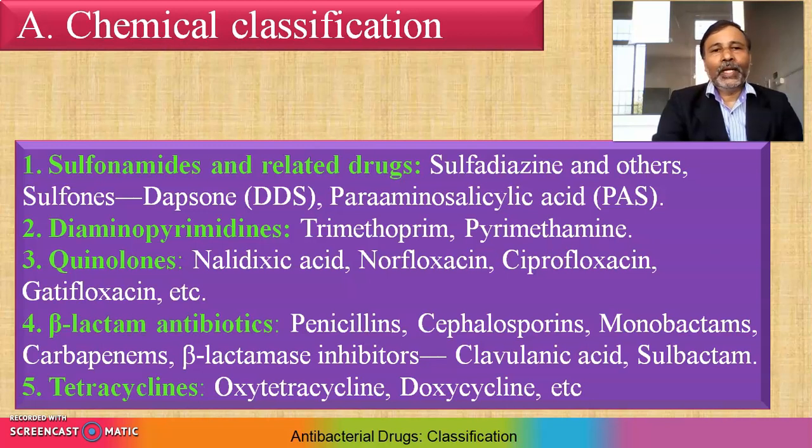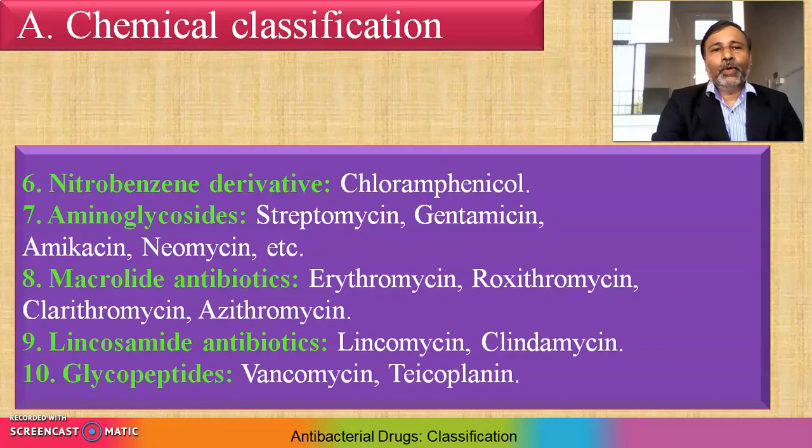Fourth category, beta-lactam antibiotics, which contain beta-lactam as the lead nucleus, with penicillin as an example, cephalosporin, monobactam, etc. Fifth one is tetracycline, examples are oxytetracycline, doxycycline, etc. Tetracycline means it contains 4 cyclic rings. Now the sixth one is nitrobenzene derivative. Example is chloramphenicol. Nitrobenzene is straightforward, a benzene containing a nitro group.